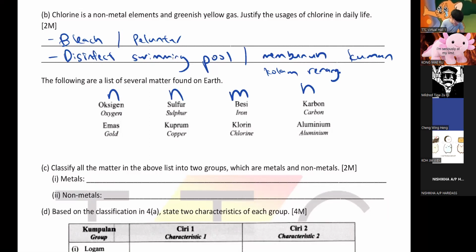Okay, so gold is a metal, copper also a metal, chlorine non-metal, aluminium metal. Guys, this is pretty common sense.